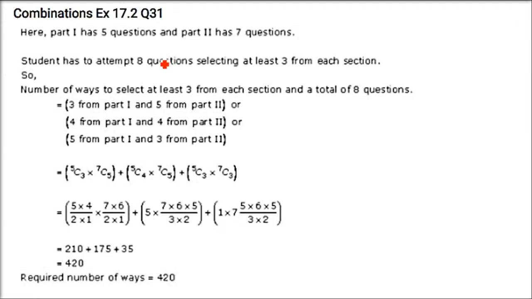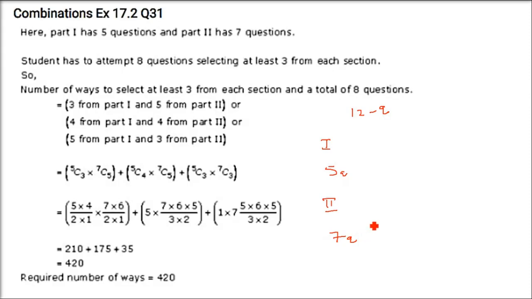In an examination, a question paper consists of 12 questions divided into 2 parts, part 1 and part 2. The first part contains 5 questions and the second part contains 7 questions. In all, 12 questions.